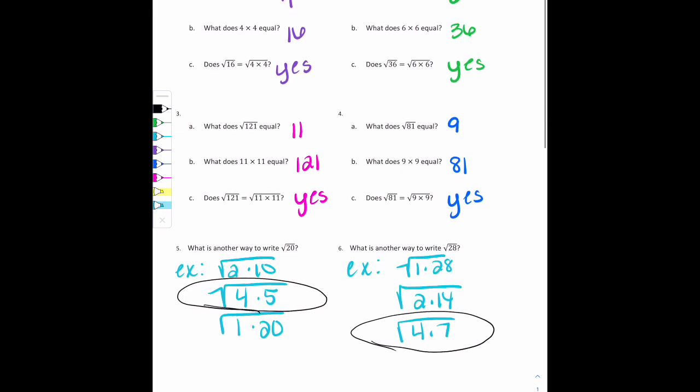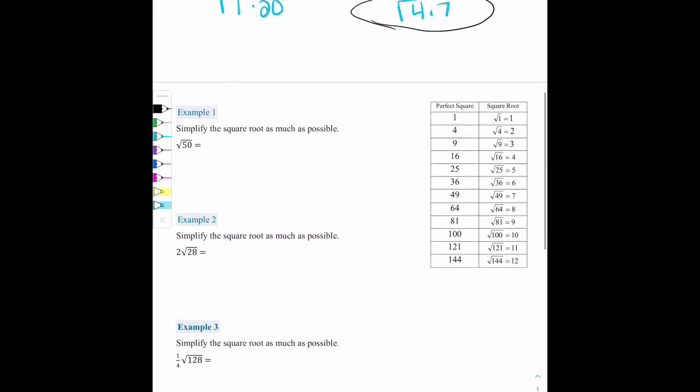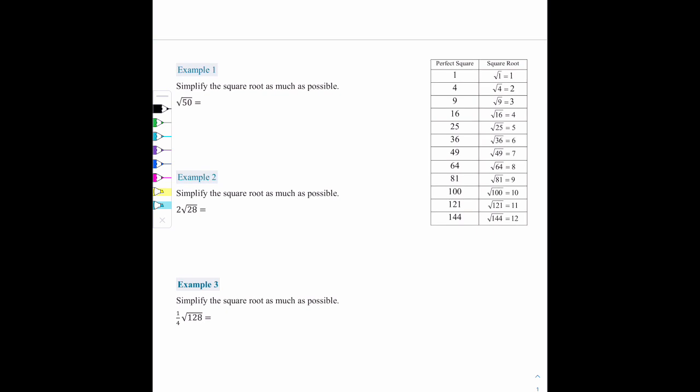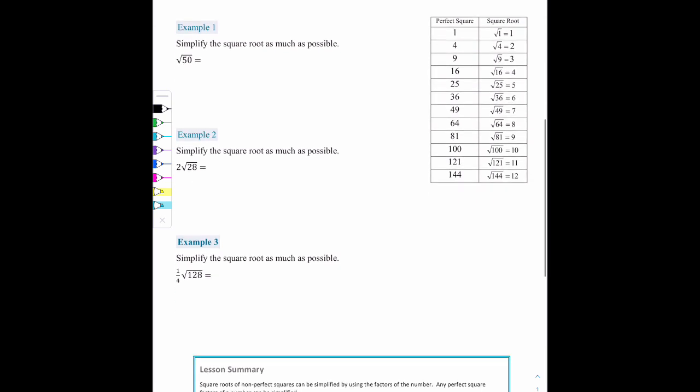Okay, so now let's go into some examples of how to actually simplify square roots as much as possible so you understand the process. For your reference, over on the side, we have given you a table of your perfect squares and also your square roots just to help assist you with this whole process. And we will start with example 1. We want to simplify the square root as much as possible.